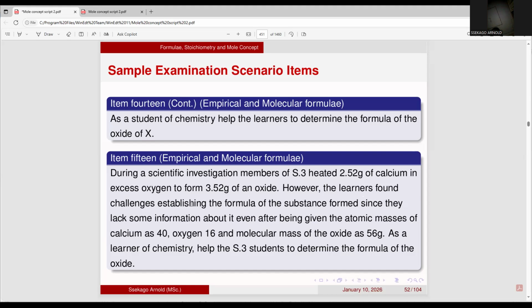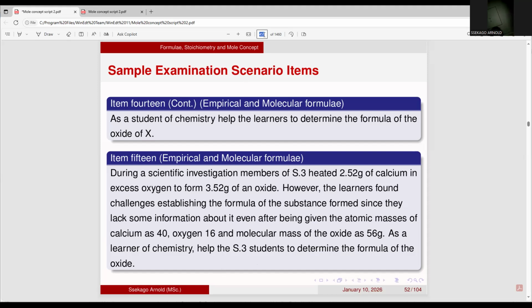However, the learners found challenges establishing the formula of the substance formed since they lack information about it, even after being given atomic masses of calcium as 40, oxygen 16, and molecular mass of oxide as 56. As a learner of chemistry, help the senior 3 students to determine the formula of the oxide. Now, this is our interesting item.